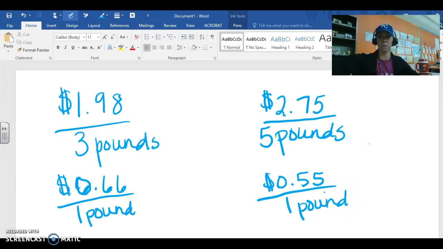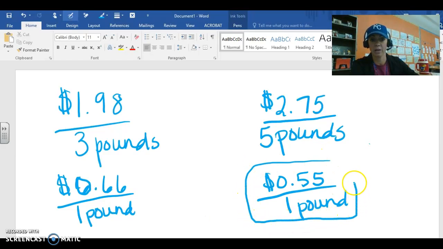So when we take a look at these 2 unit rates, we can see that the 5-pound bag is definitely the better deal on apples. I mean, it's 11 cents a pound cheaper than the 3-pound bag is.